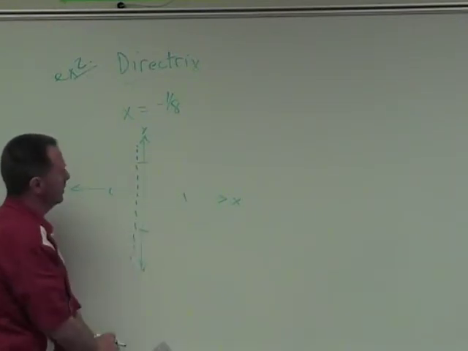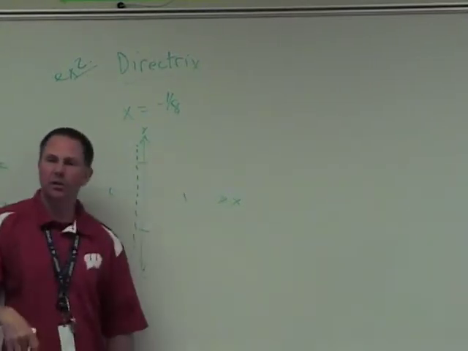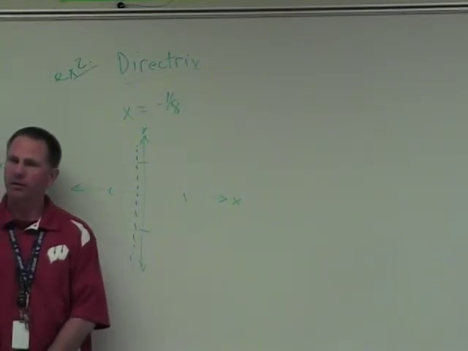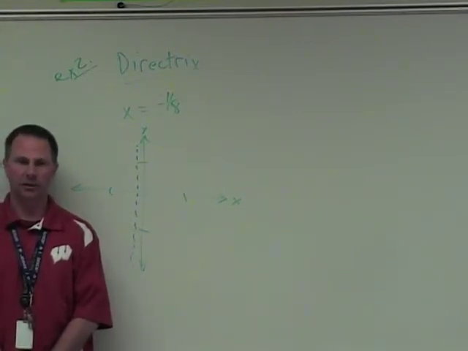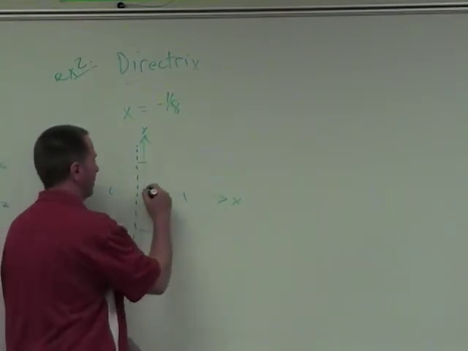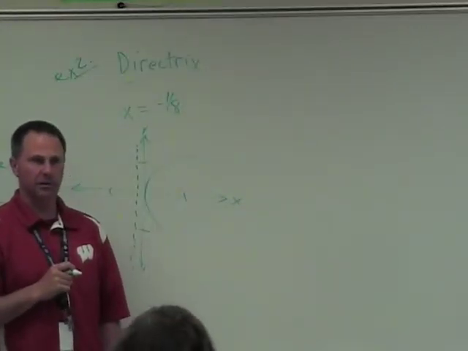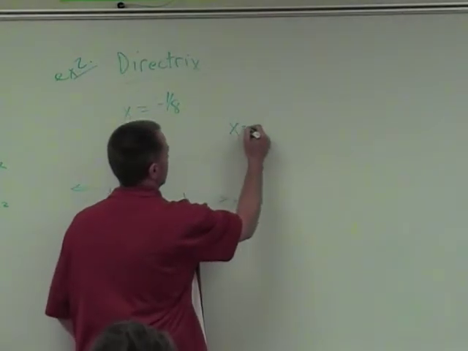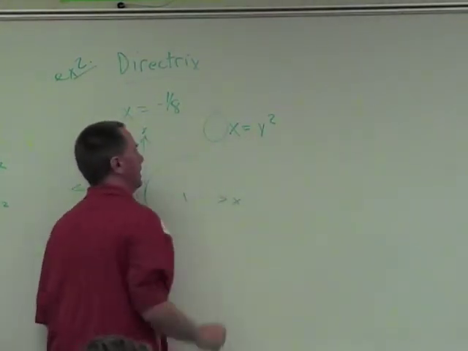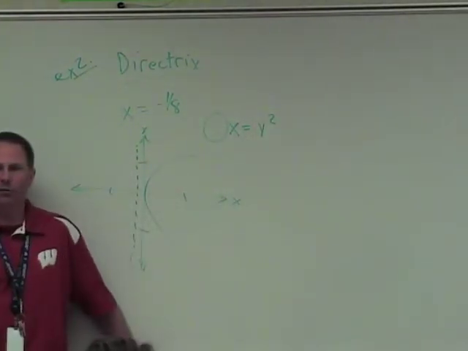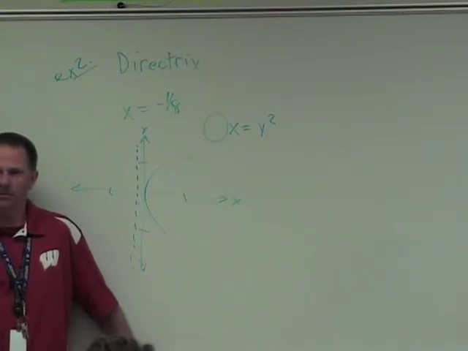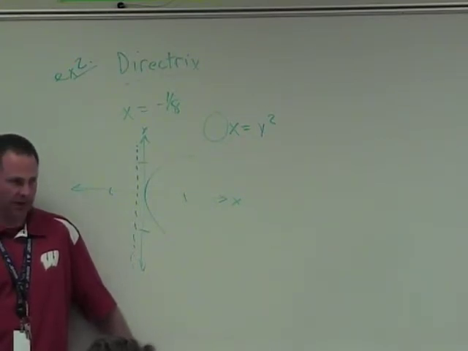If that's the directrix, which way is the parabola opening? To the right. It's horizontal. So if it's horizontal, what equation are we using? X equals y squared. And again, we need 4p. 4p is the coefficient, right?